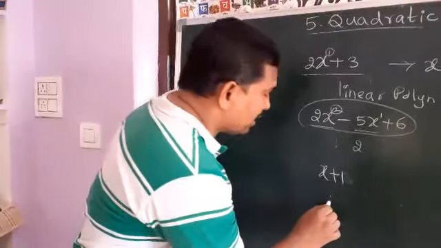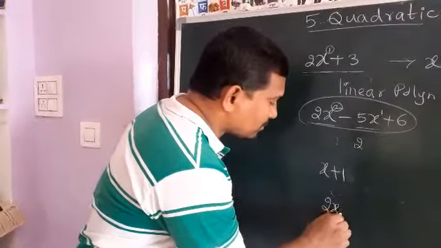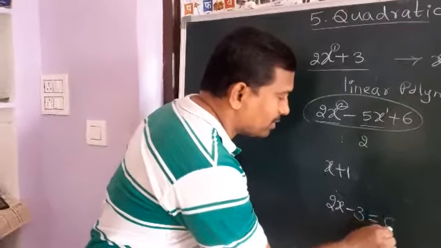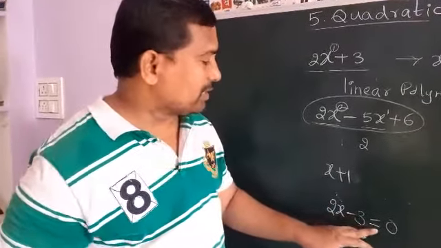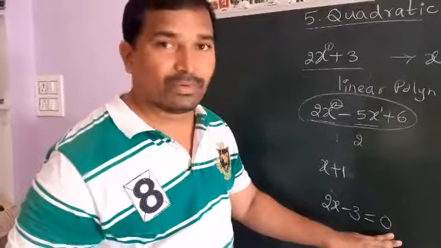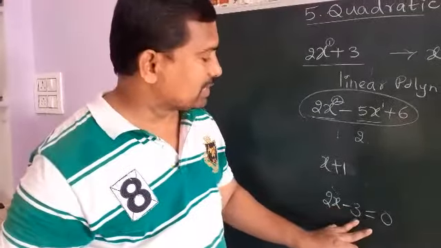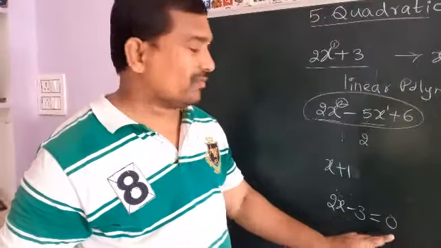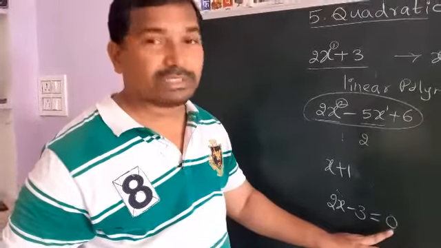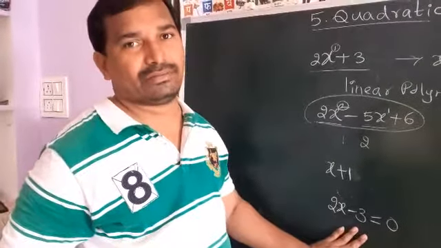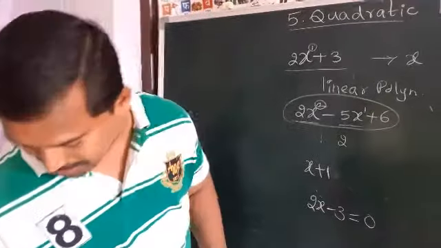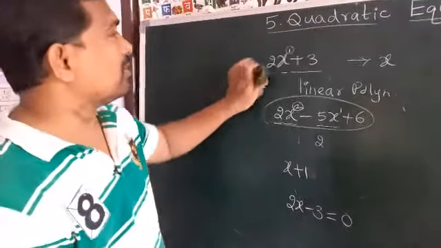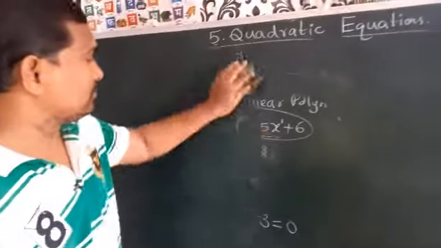I am taking one more, 2x minus 3 equal to 0. So here the expression contains equal to 0. 2x minus 3 equal to 0. When the expression contains equal to 0, it is called an equation. Okay? So now let us discuss what is a quadratic equation.